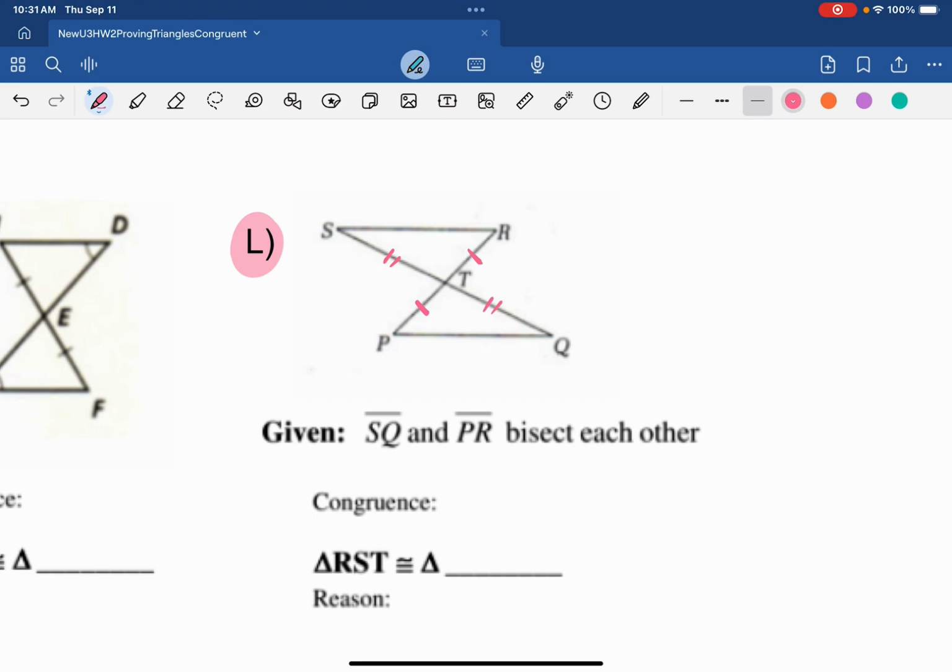The only other legal thing that I can mark are my vertical angles. And when I do that, I have two sets of sides and the angle wedged in between them. So I have side, angle, side congruence. Now we have to be careful here because this bow tie is one of those that flip-flops. So on the top, if I have RST, I'm going to have to start out with P on the bottom triangle, QT.